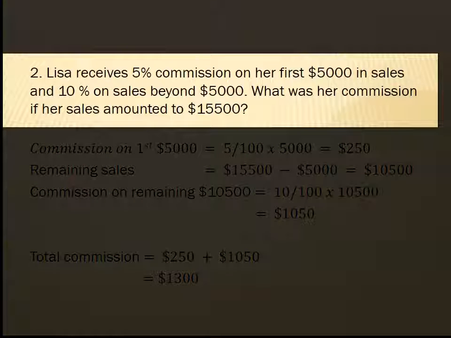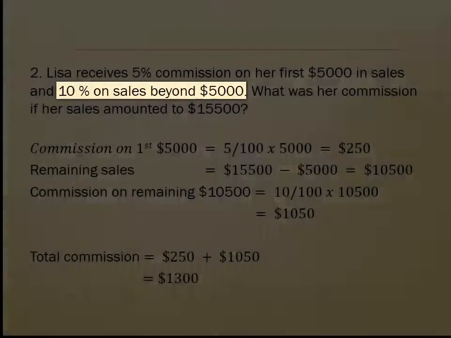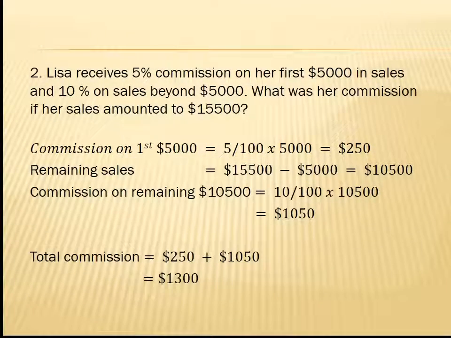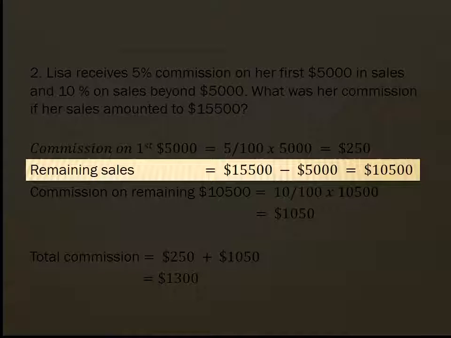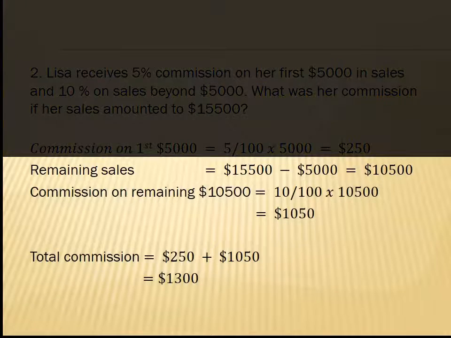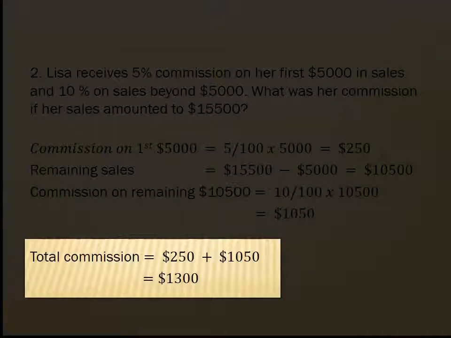In the second example, Lisa receives 5% commission on her first $5,000 in sales and 10% on sales beyond $5,000. What was her commission if her sales amounted to $15,500? So in this question, we see that commission increases on sales that are greater than $5,000. So to calculate the commission on her first $5,000 would be 5% of $5,000, which would give us $250. And to calculate the commission on the remaining sales, we would first have to calculate what is the remaining sales, right? So that would be 15,500 minus 5,000, which would give us $10,500. So now we are able to calculate the commission on remaining sales, which is 10% of 10,500, and that's how we'll get $1,050. So the total commission would be the sum of the two, and this would give us $1,300.